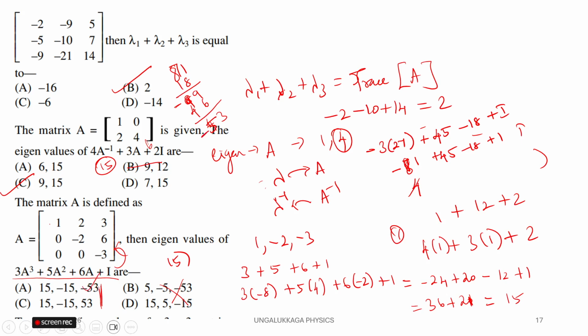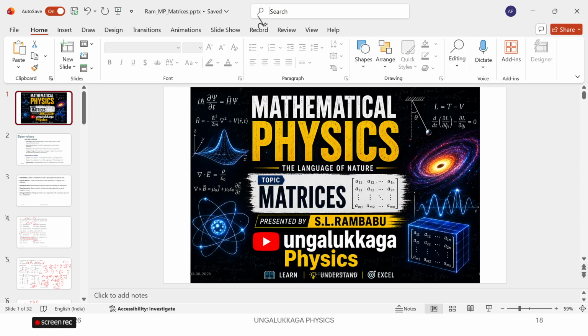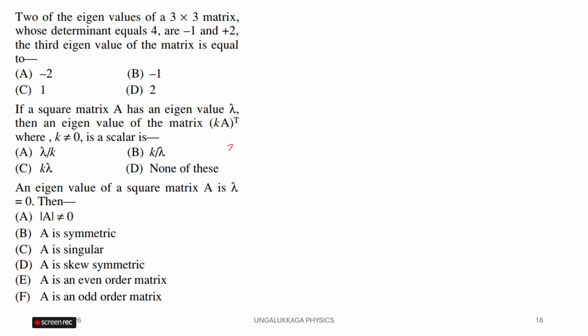Two of the eigenvalues of a 3 cross 3 matrix whose determinant is equal to 4: we have lambda 1, lambda 2 and lambda 3 with product equal to 4. We have two eigenvalues, 1 and 2, and we have to use minus 2 now to get 4. So the option is A. Otherwise we are not able to get this 4.